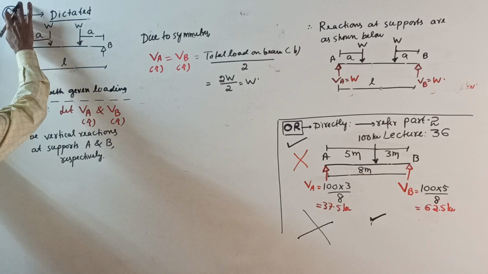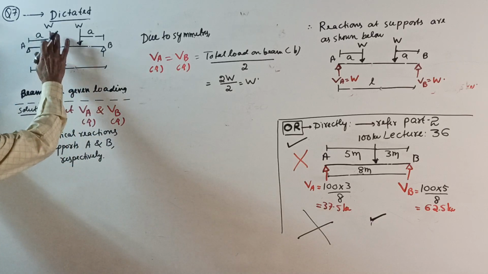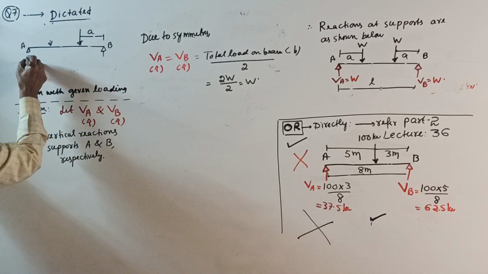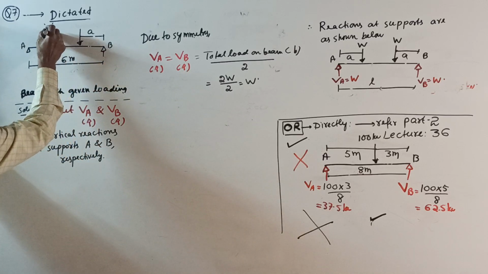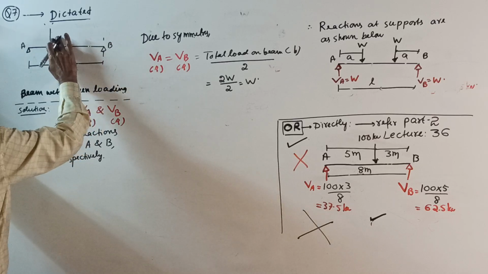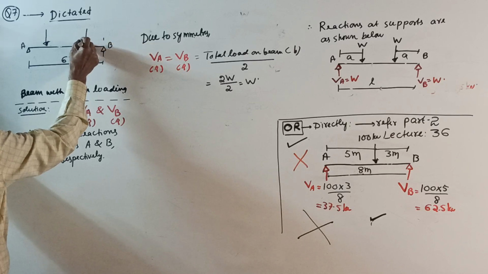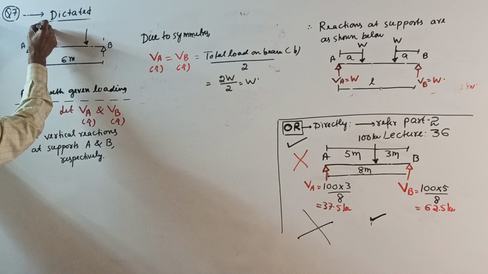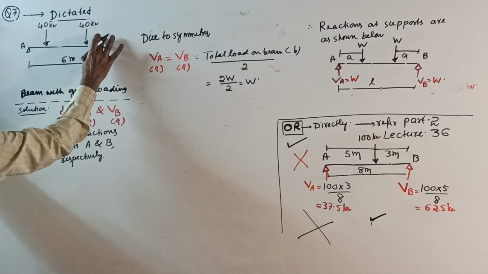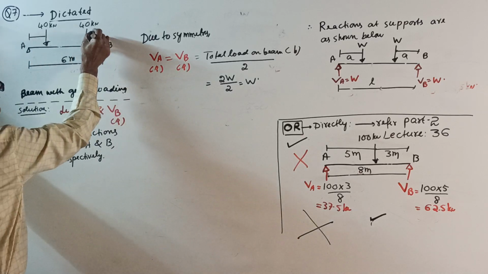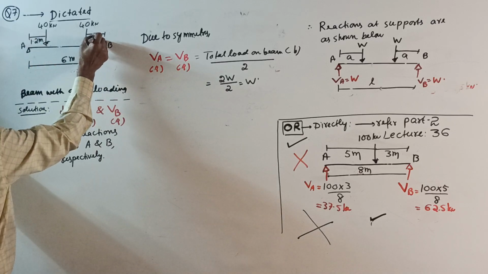Question number 7. I won't rub anything. Question number 7. Dictated. A simply supported beam of span 6 meter is loaded by two concentrated loads of magnitudes 40 kilonewtons each. See, I told you I am covering everything systematically. Easy question, difficult question. At a distance of 1.2 meter from ends.